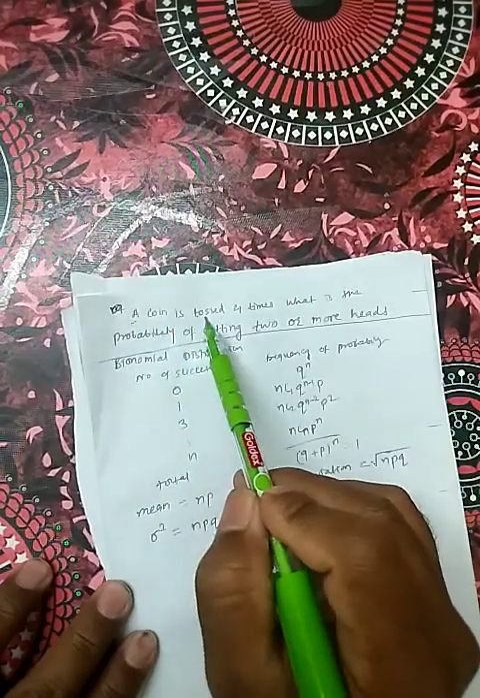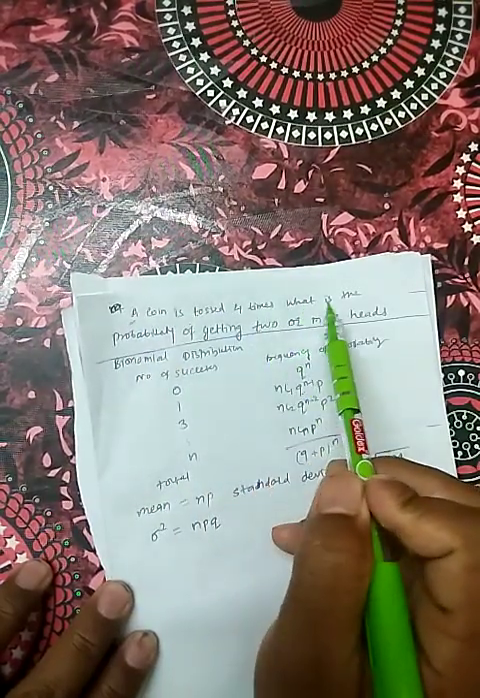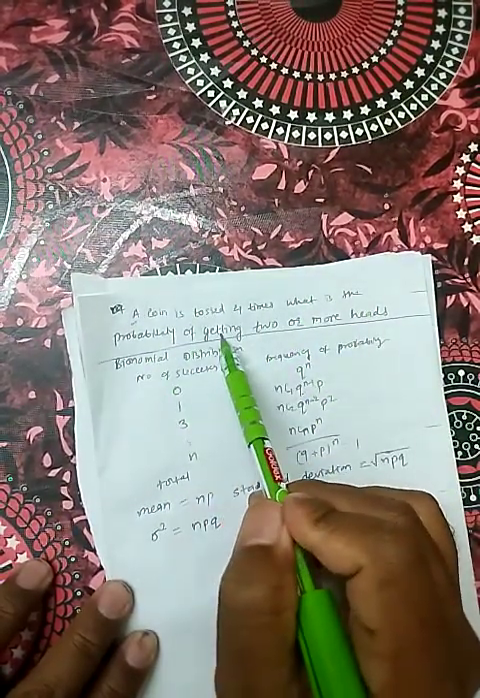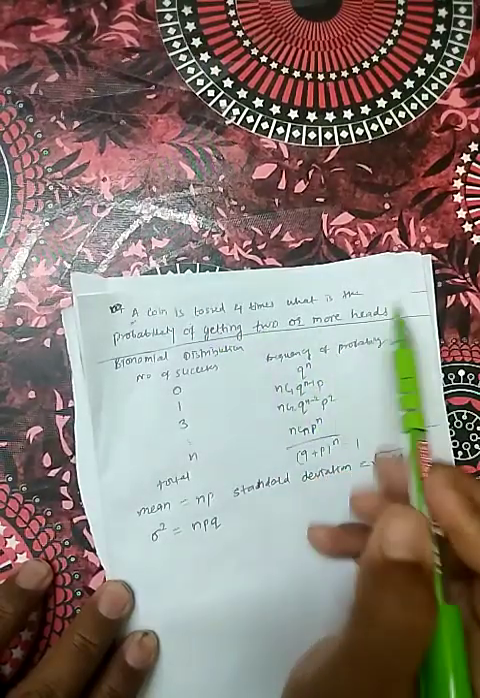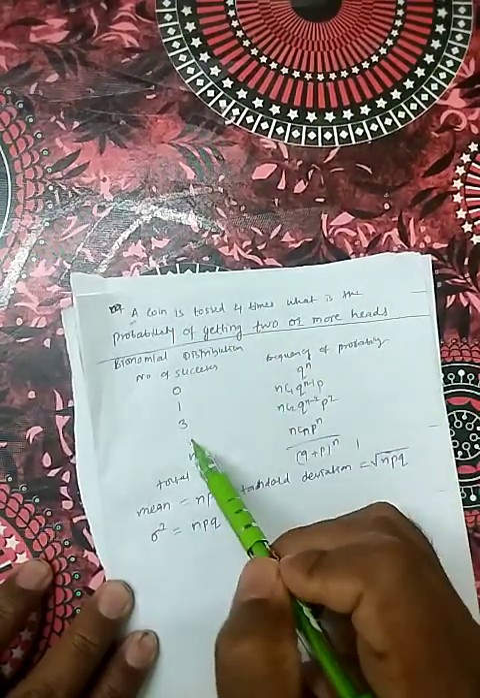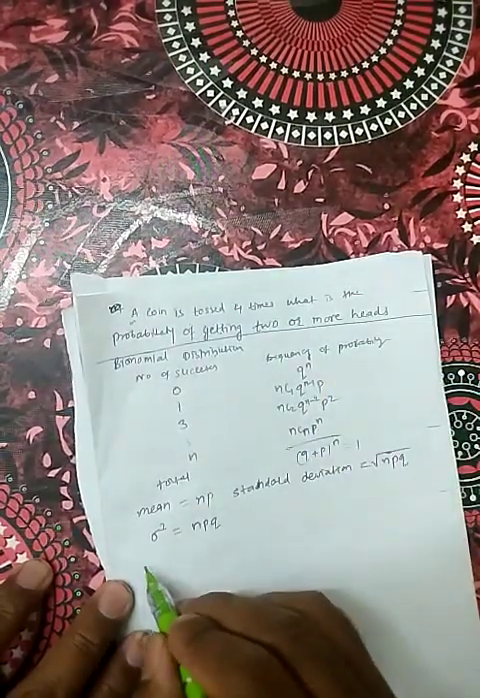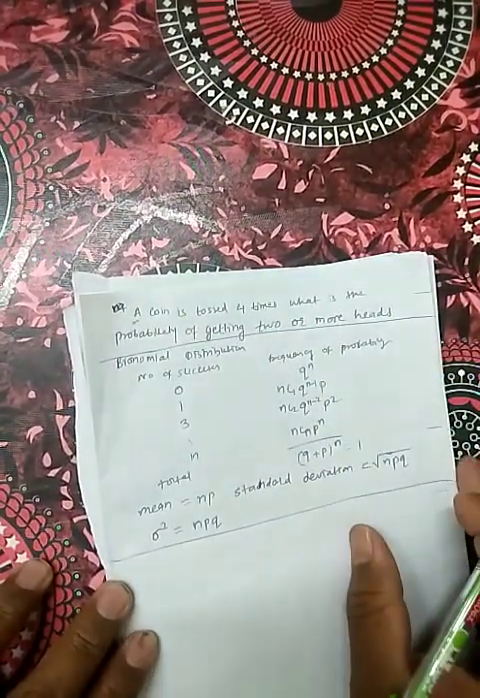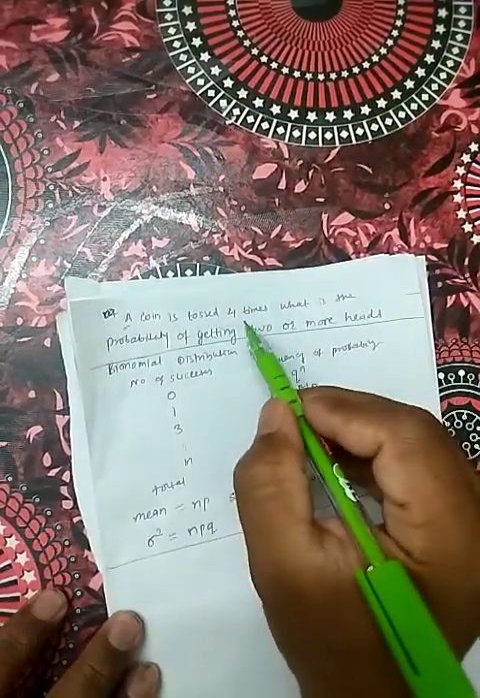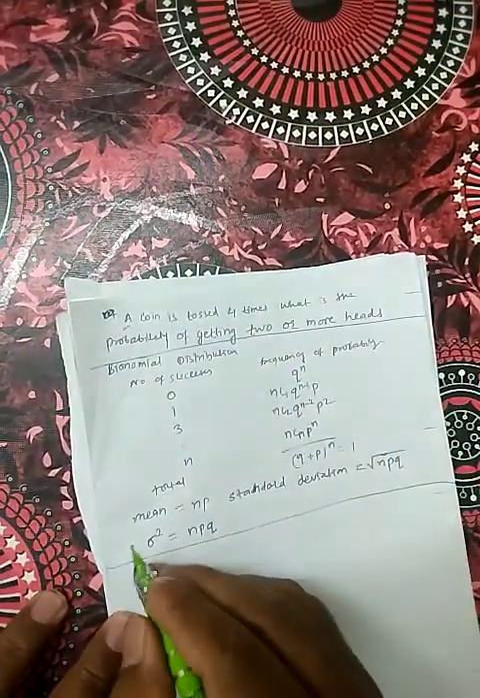A coin is tossed 4 times. What is the probability of getting 2 or more heads? Means number of successes 2 or more than 2. Means 2, 3, 4 heads, because coin is tossed 4 times.